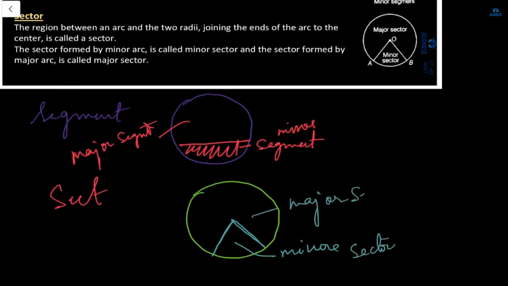Ma'am, how will we recognize whether it's a sector or a segment? In a segment, the area between the chord and the arc is called the segment. Now if you see, a sector has no chord. This is two radii. The area between the two radii and the arc is called the sector. When there is a chord, and the area between the chord and the arc is asked, then it will be a segment.